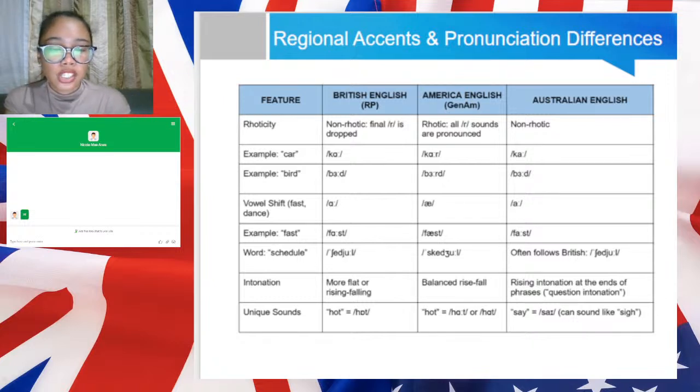So he or she may say, "What's the schedule for today?" Then you might find it weird as someone who uses American English. You might find it odd, especially if it's the first time you encountered someone saying that word in that particular pronunciation. So what you need to do is, of course, be respectful, do not immediately correct them, and just try to assess the situation.